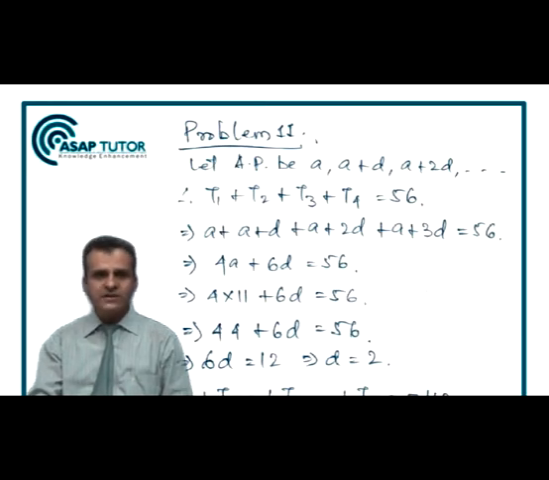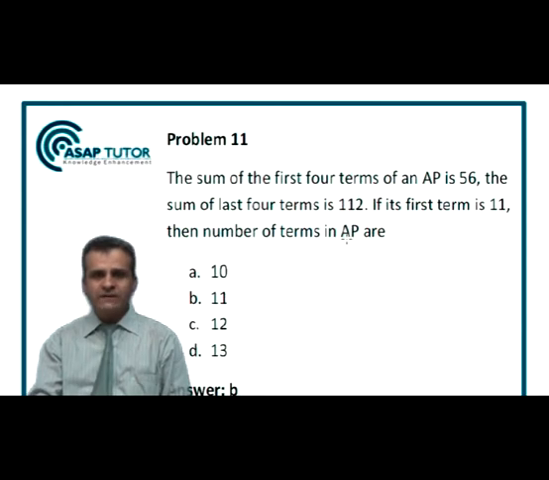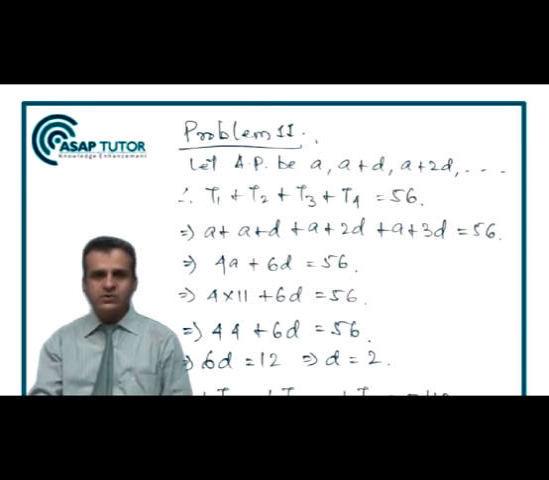Now in the problem, it is given that the first term of the AP is 11. So substituting A is equal to 11, we get 4 into 11 plus 6D is equal to 56, and solving it, we get D is equal to 2.